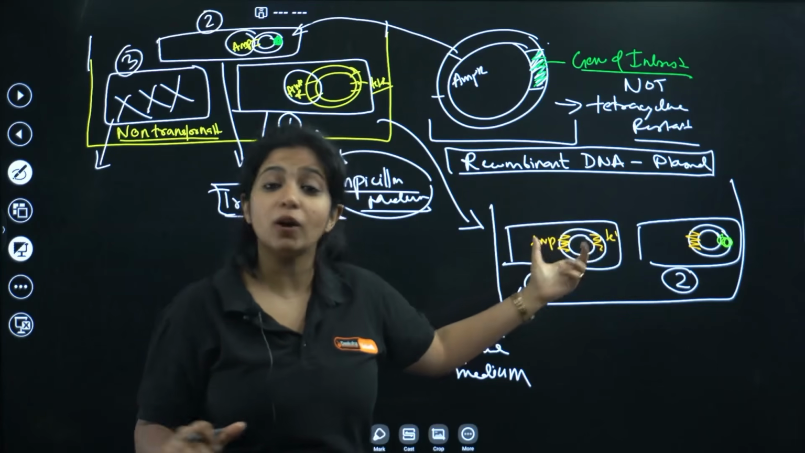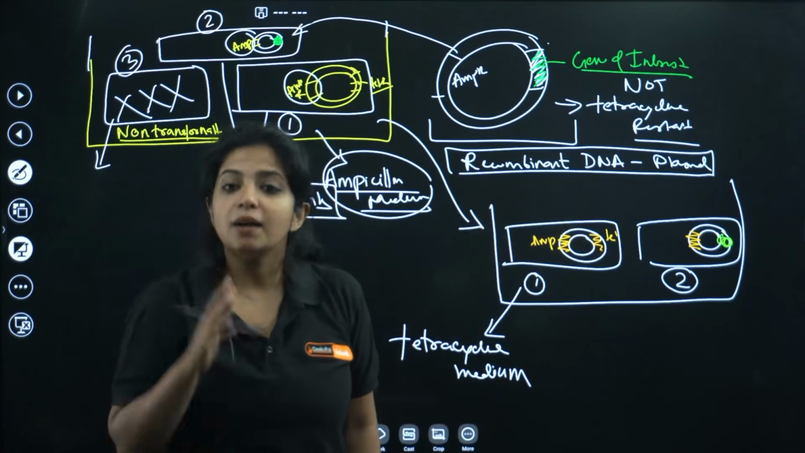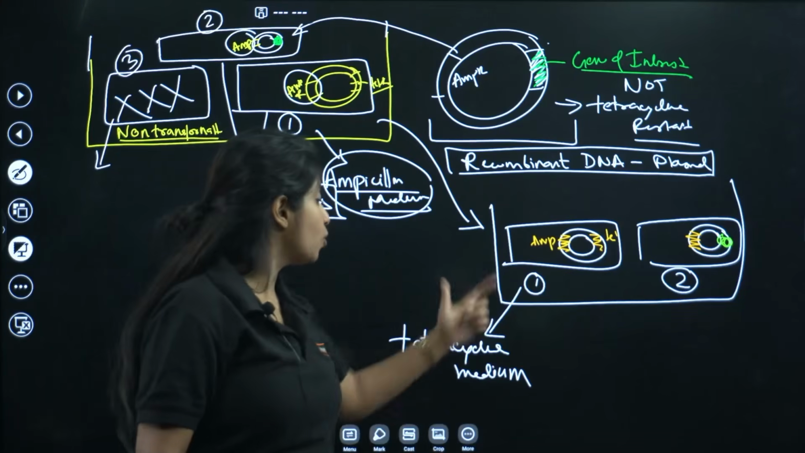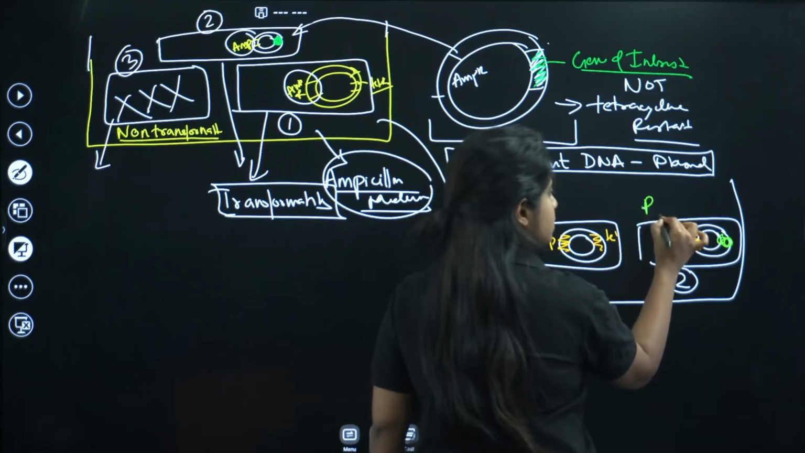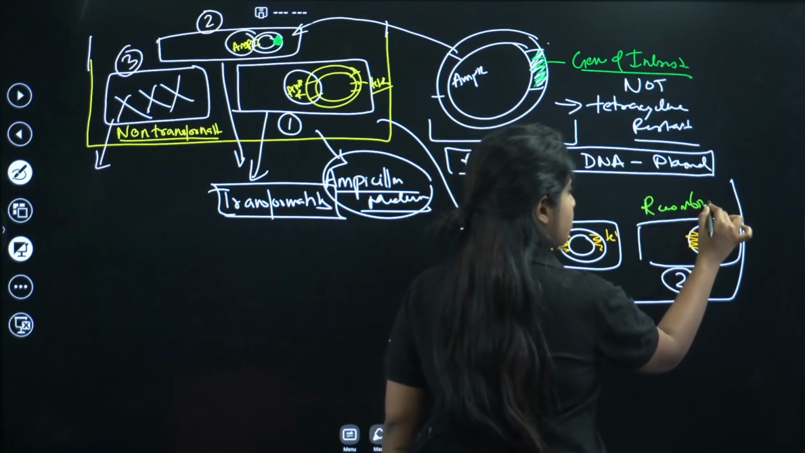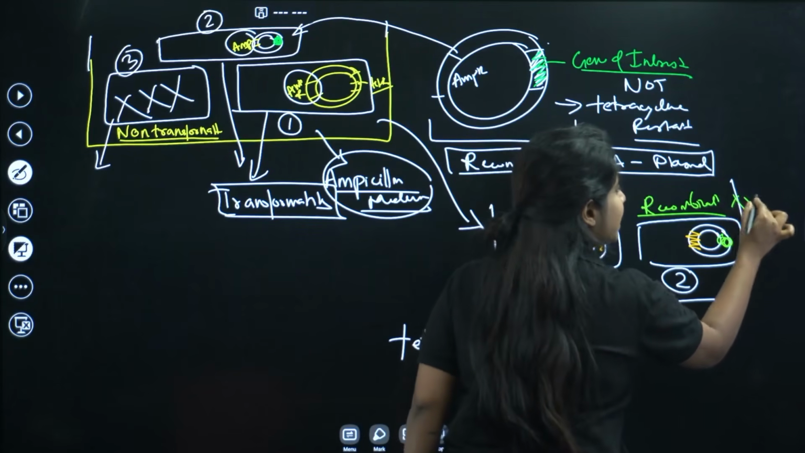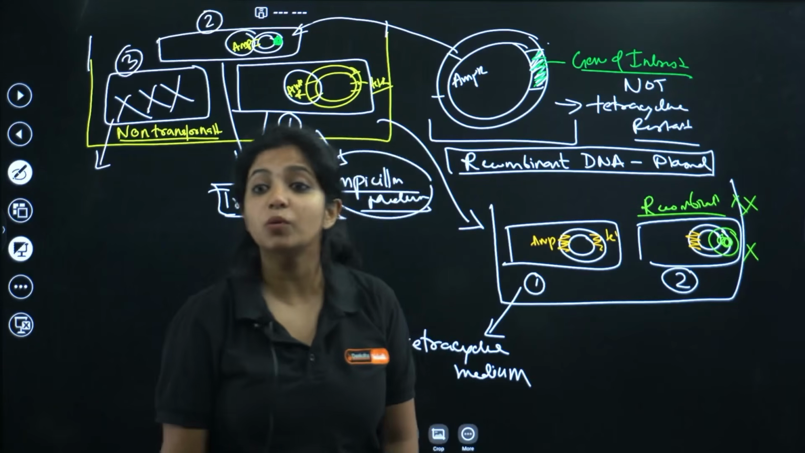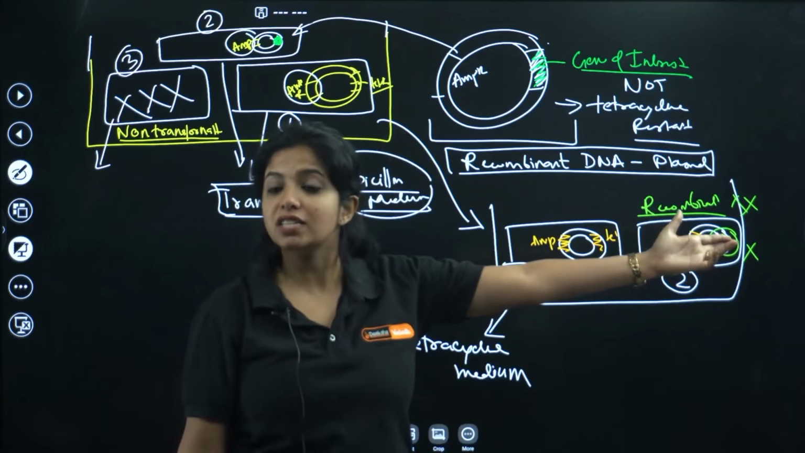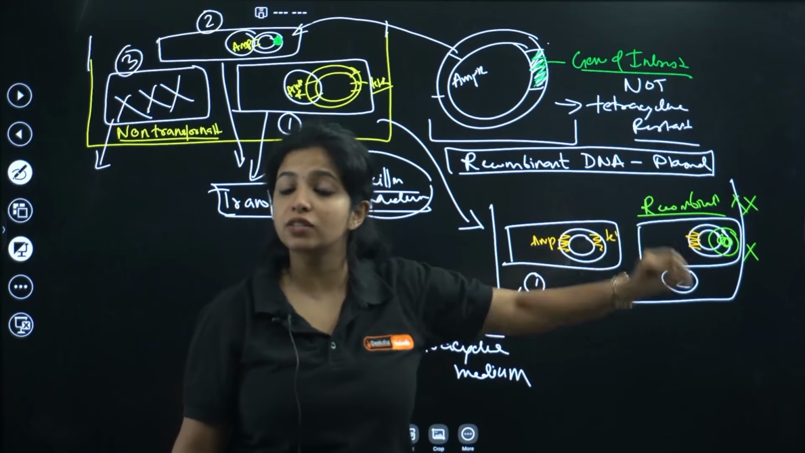So which is why I'll call this as what? Non-recombinant. But how will I know that? When I grow both of them in tetracycline medium, my dear children, the recombinant ones will not be able to grow. Why? Because now it is not tetracycline resistant anymore. I have put my gene of interest there, which is why it is not tetracycline resistant anymore.